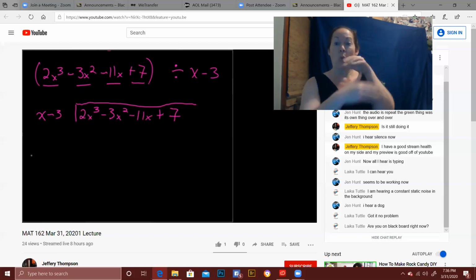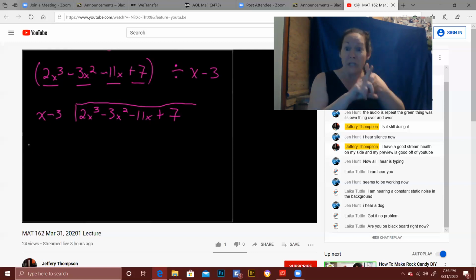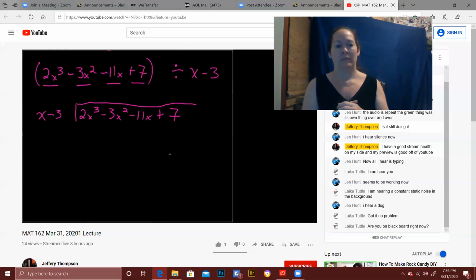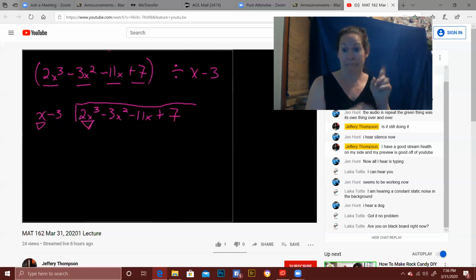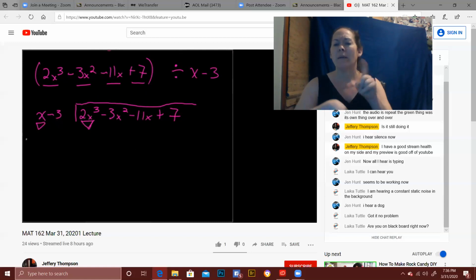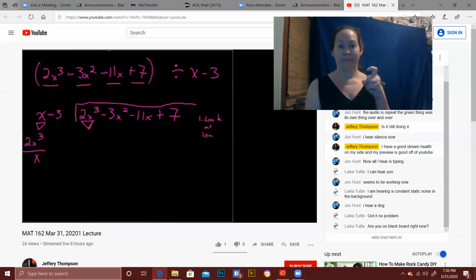So our focus will be, we start with our leading terms. This is my leading term here, and this is my leading term here. So I want to know how many times x goes into 2x cubed. I look at just my leading terms. So step 1, look at leading terms.